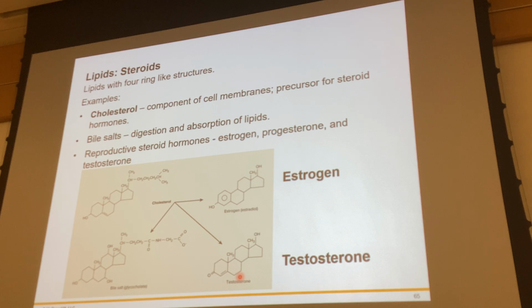Look around the room. Some of us may have more estrogen versus testosterone. Others have more testosterone versus estrogen, right? I don't care about that.